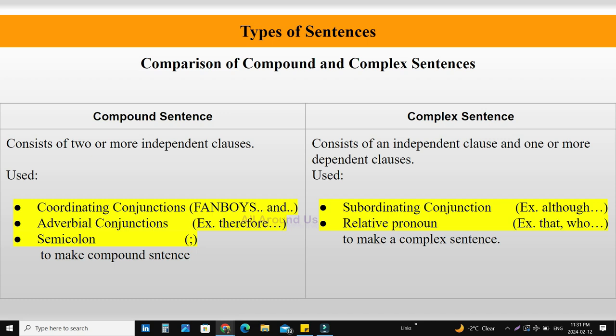Comparison of compound and complex sentences. A compound sentence consists of two or more independent clauses, but a complex sentence consists of an independent clause and one or more dependent clauses. During preparation of a compound sentence, two independent clauses are joined by a coordinating conjunction, adverbial conjunction, or semicolon.